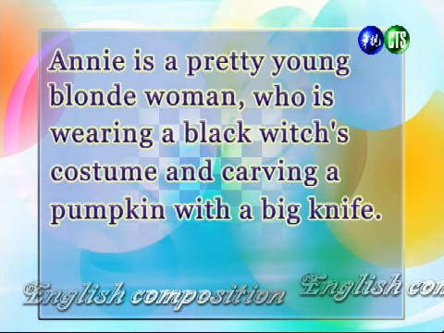And we have: Annie is a pretty young blonde woman who is wearing a black witch's costume and carving a pumpkin with a big knife. And so we can see here that the important information is Annie is a pretty young blonde woman because it's an independent clause, and all the other information is in a dependent clause, so it's not as important.